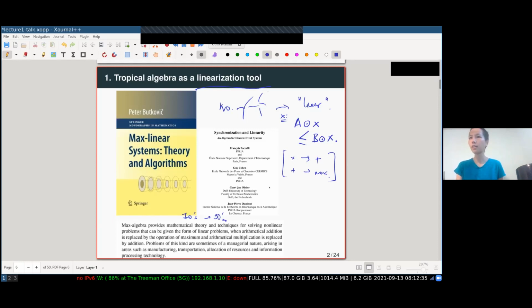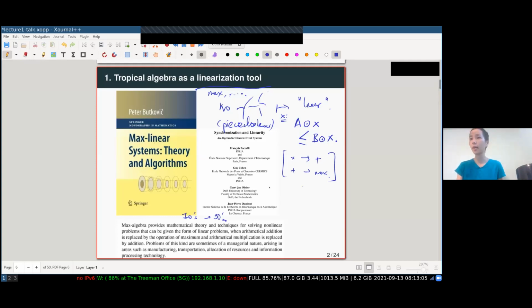So if I have a certain nonlinear system, in particular it has to be piecewise linear. It tends to be, if I have a problem that has a lot of max and addition in it, which tends to turn up in certain types of combinatorial optimization, then I can maybe hopefully rewrite it in a tropical sense. And under this new arithmetic, suddenly I have a system that looks linear.